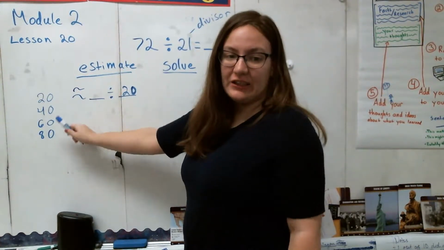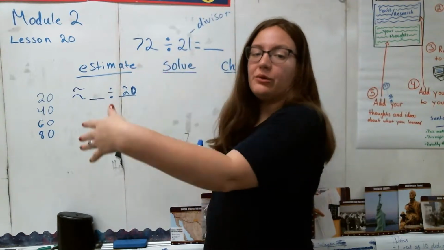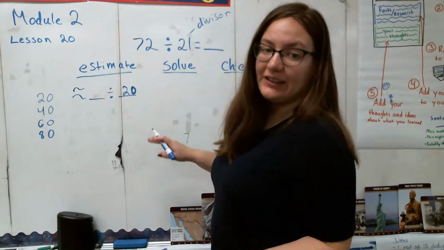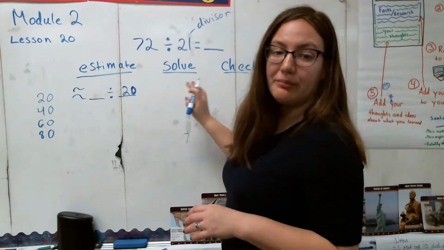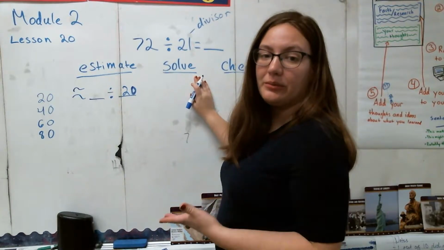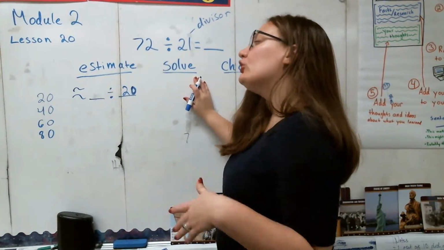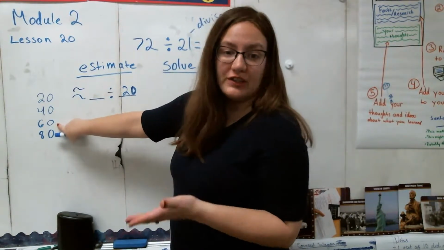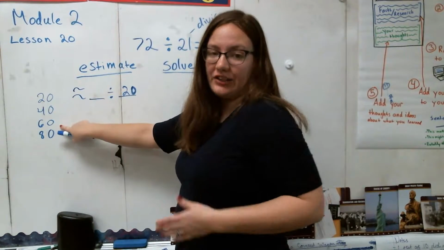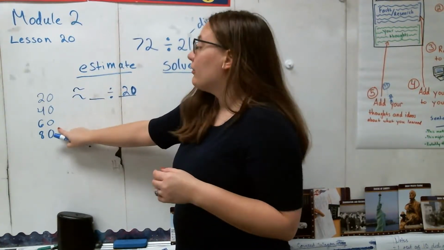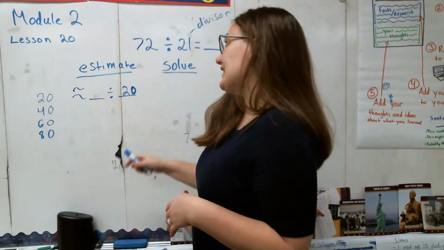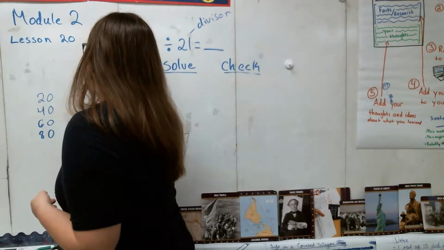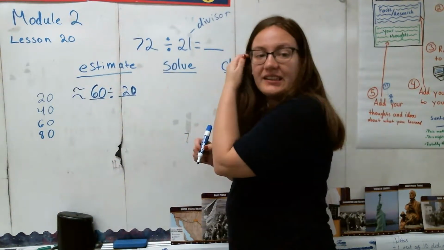When I look at those multiples of 20, I think about which one is closest to 72. Technically 80 is closest to 72, but I really don't want to go over my dividend, because then this estimate might not actually work with the problem that I eventually try to solve. So I usually want to pick the one that does not go over. Just like when we're dividing, I just want to get as close as possible without going over. So I'm going to choose 60 because it's the closest to 72 I can get without going over. So now I have the problem 60 divided by 20.